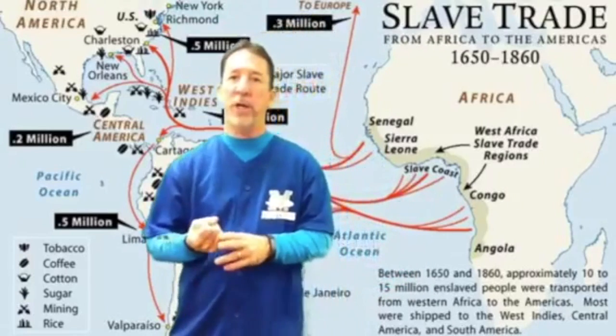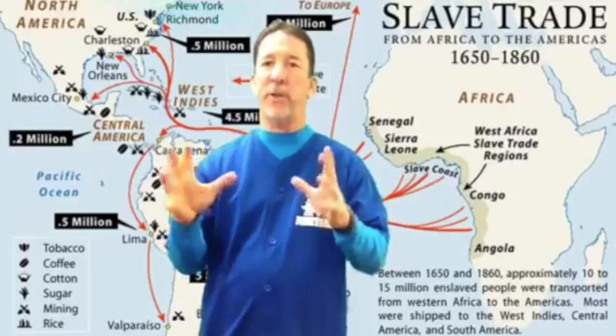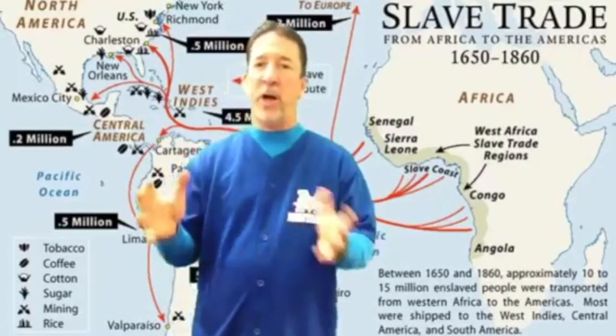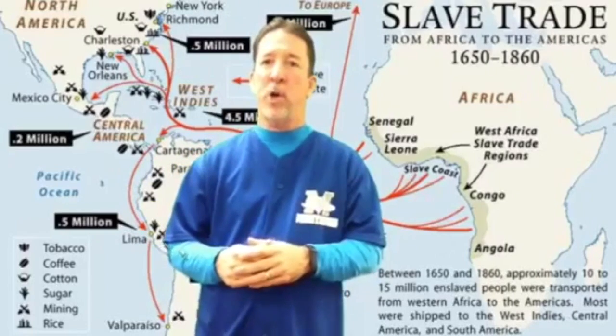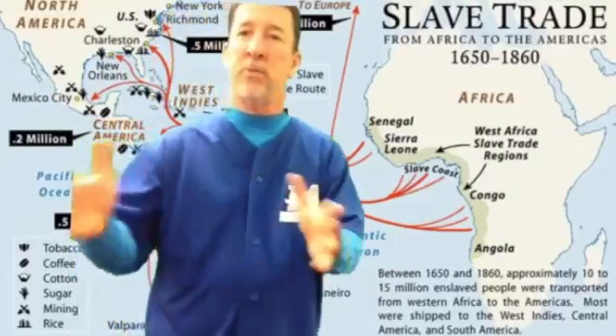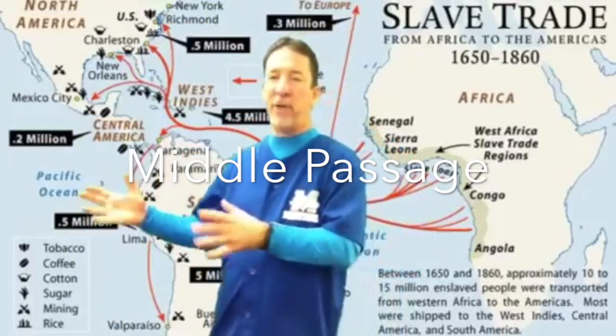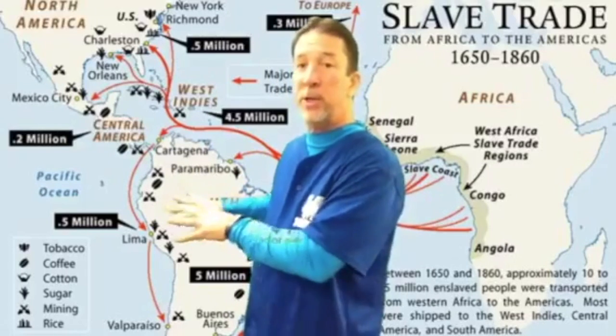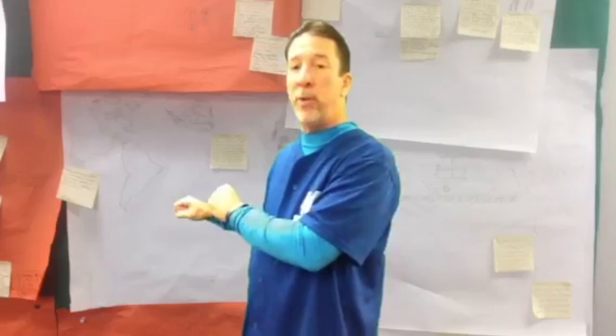One, we learned about the voyage that slaves took from the time they were captured all the way to the time that they were auctioned off in the Americas. So remember, we're talking about that middle passage where they crossed over from Africa to North America and sometimes South America, where they were then sold off. We're going to focus on that.